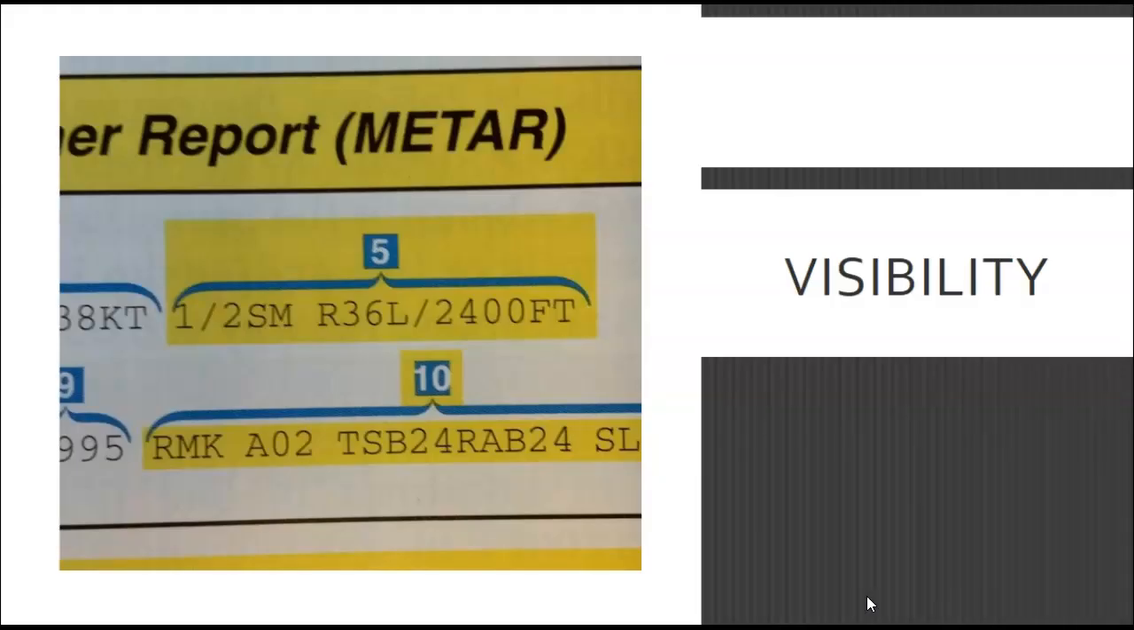Here's an example of a METAR with a different reading for visibility. The visibility is 1/2 statute mile, but it also states that on runway 36 left, the ground visibility is 2,400 feet. Below that you see some remarks. We've already talked about AO2 as signifying the type of METAR equipment. TSB stands for thunderstorm began, and that's 24 minutes after the hour. RAB stands for rain began, 24 minutes after the hour.